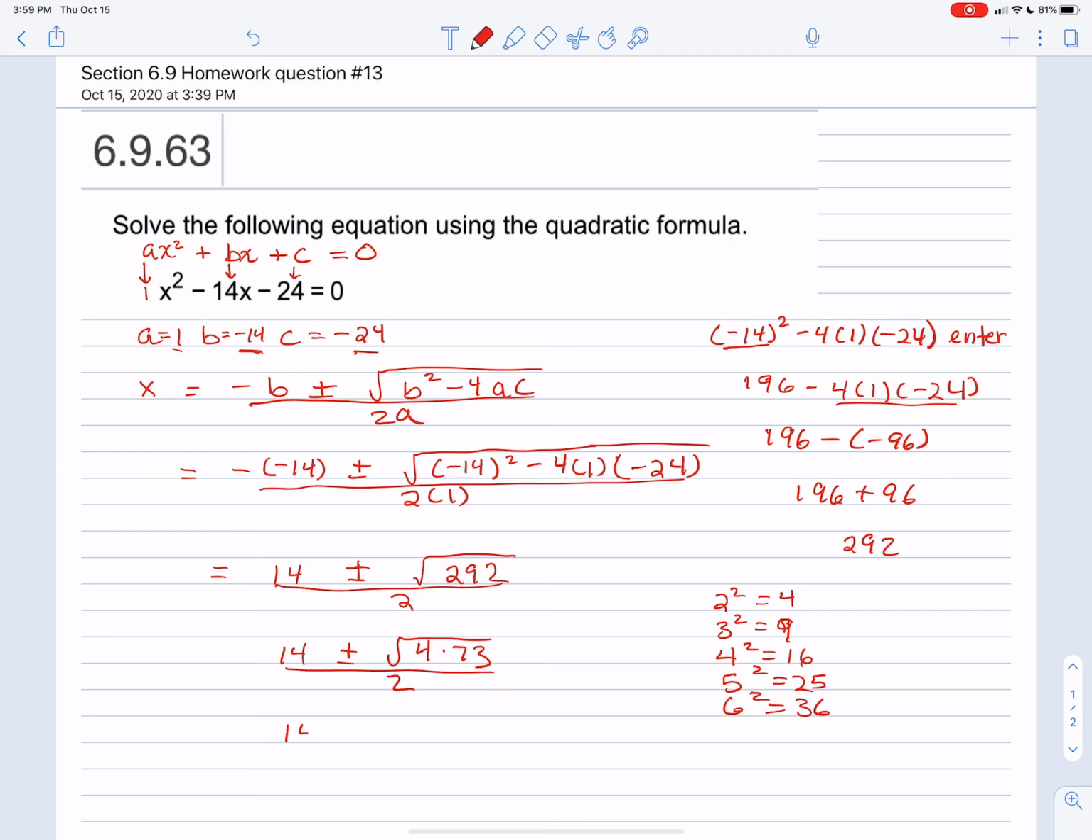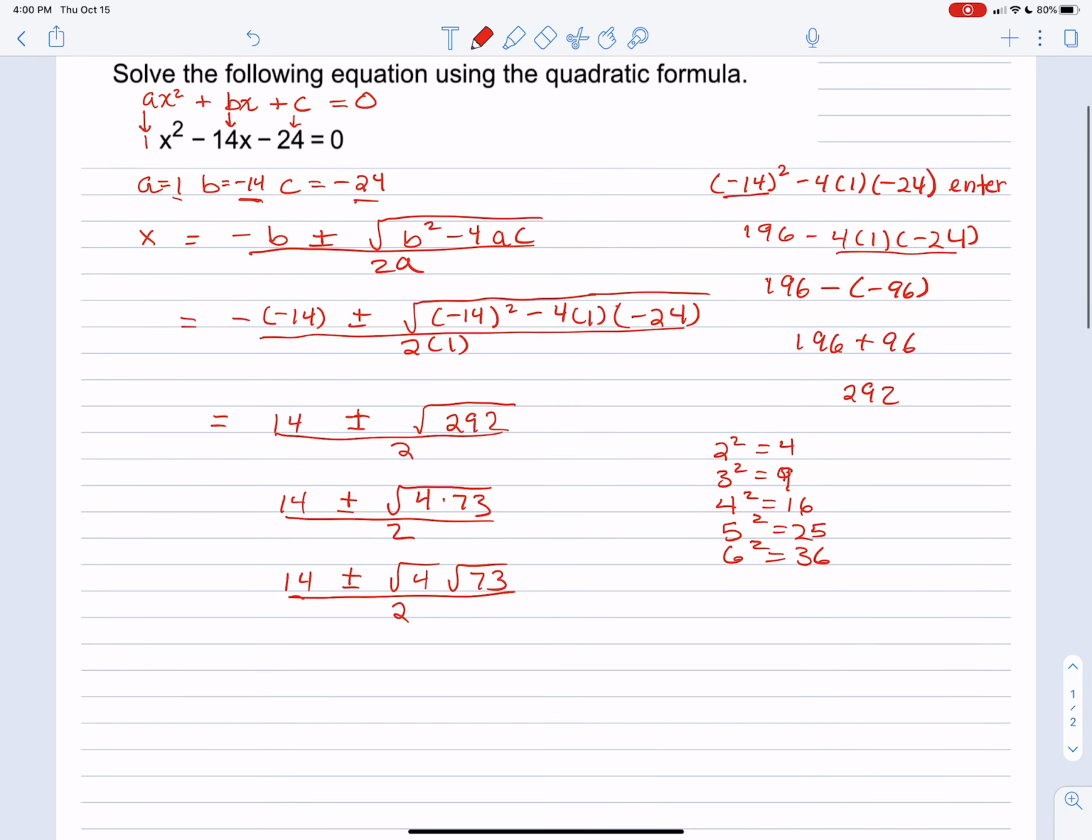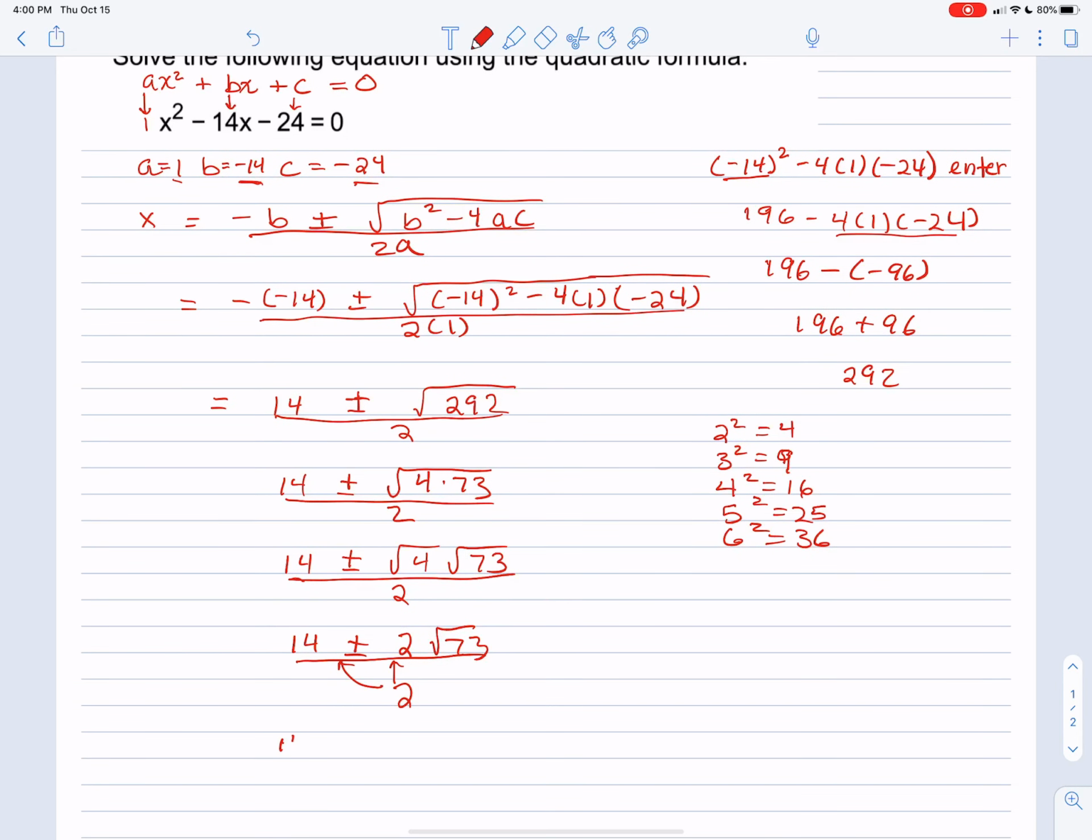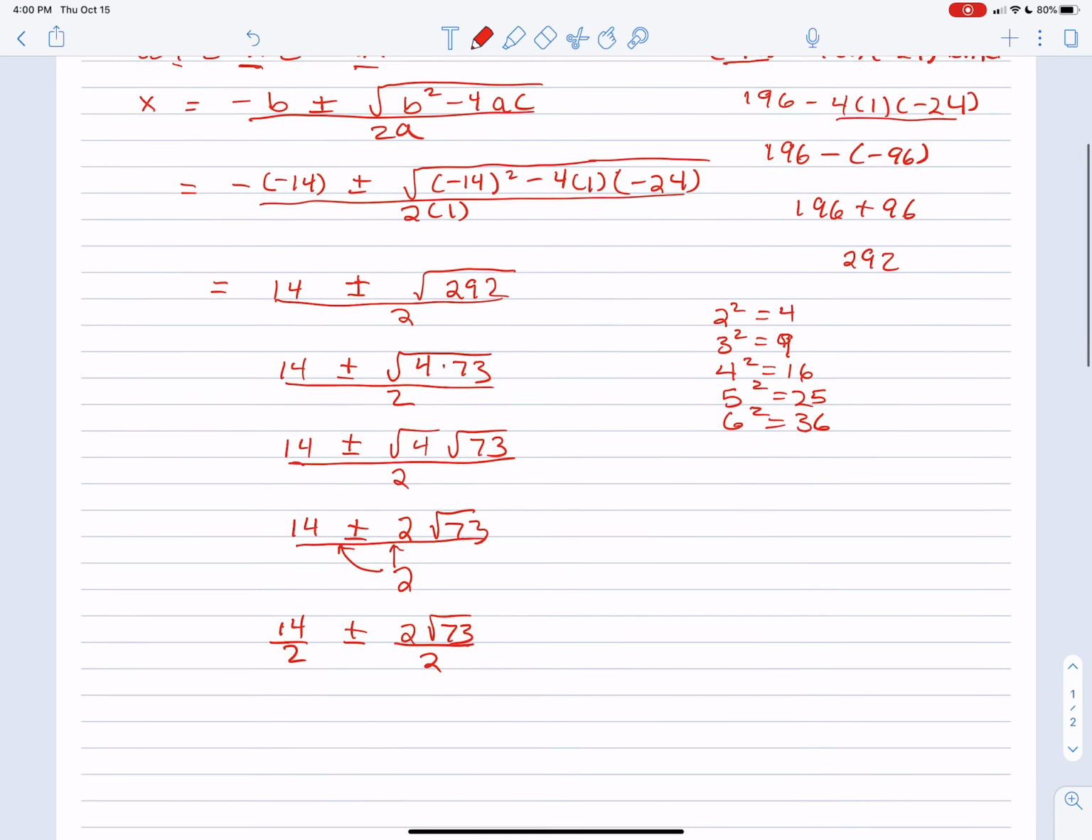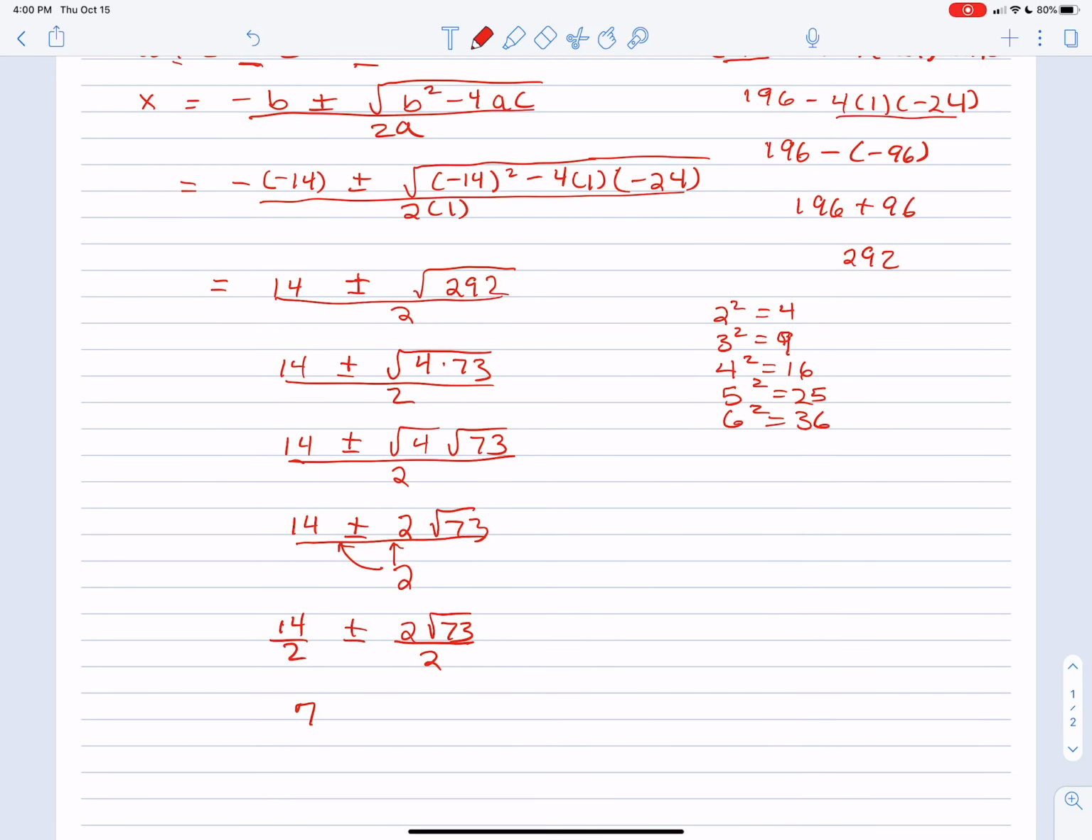Now I'll break this down into separate square root factors. So that gives me 14 plus or minus, now the square root of 4 is 2, square root of 73, all over 2. Now notice that the 2 will divide into each term. So I have 14 over 2 plus or minus 2 square root of 73 over 2. So 14 over 2 is 7, plus or minus, the 2's cancel, square root of 73.